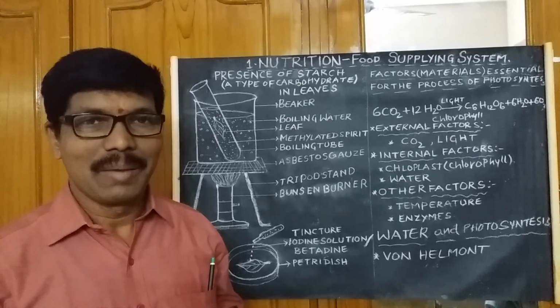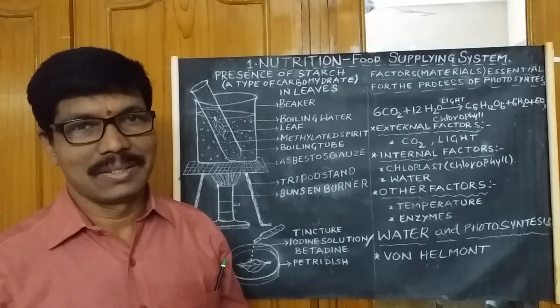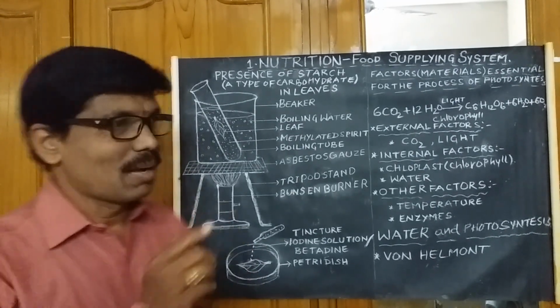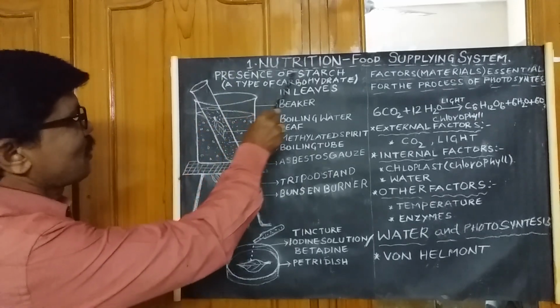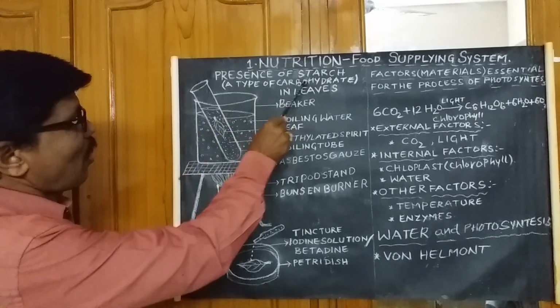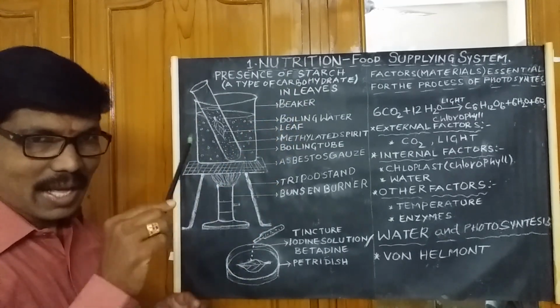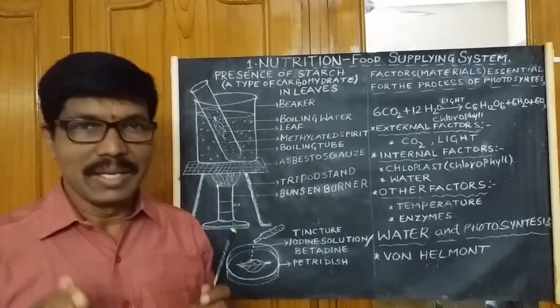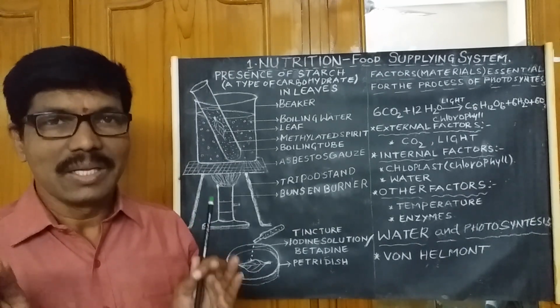Today I am explaining to you a small activity, that is the presence of starch, a type of carbohydrate in leaves. This is the activity. So, the aim is to test the presence of starch in leaves.